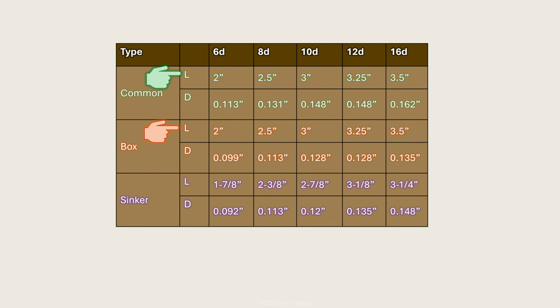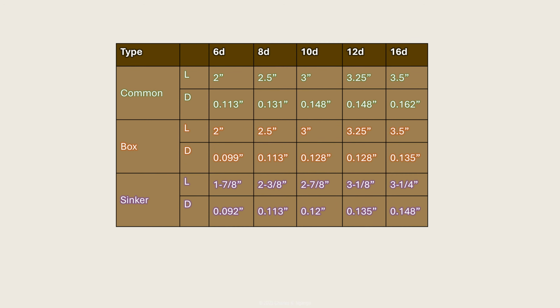Common nails and box nails have equal length but different diameters for the same penny weight designation. Sinker nails, on the other hand, are slightly shorter than common nails with the same penny weight designation. For example, 8 penny common nails and 8 penny box nails are both 2.5 inches long. However, 8 penny common nails have a larger diameter at 0.131 inches compared to 8 penny box nails at 0.113 inches. 8 penny sinker nails are slightly shorter than their common and box nail counterparts.